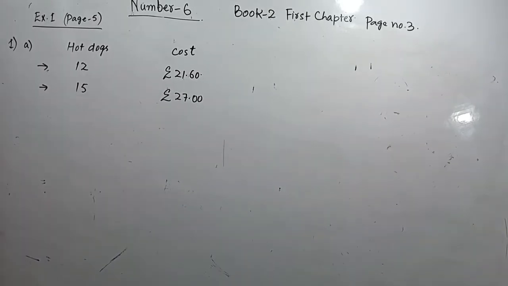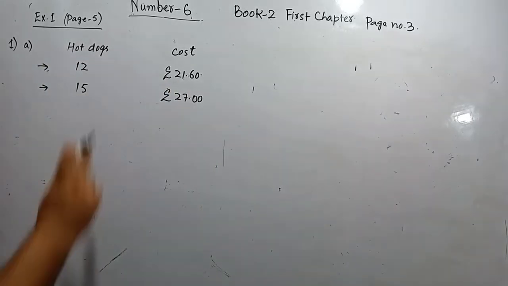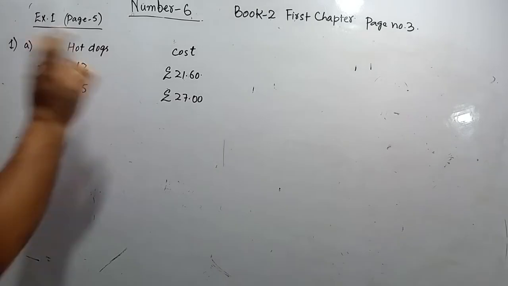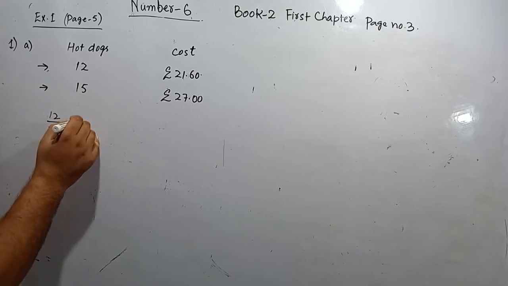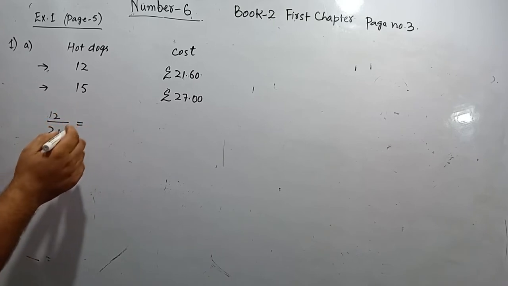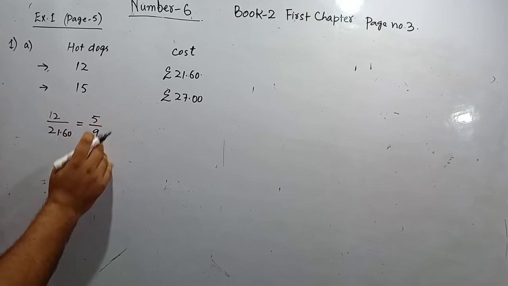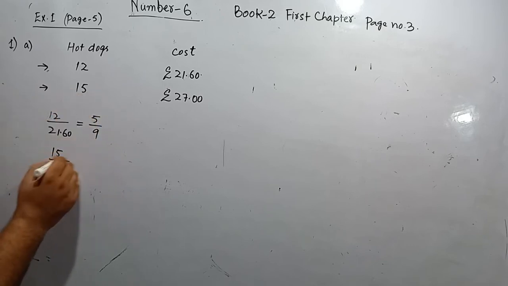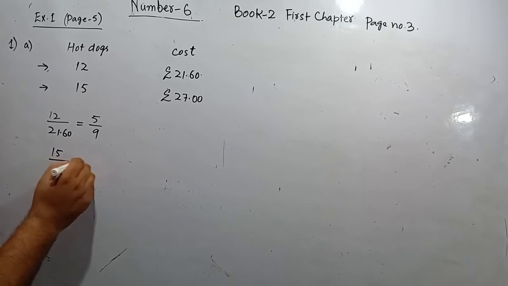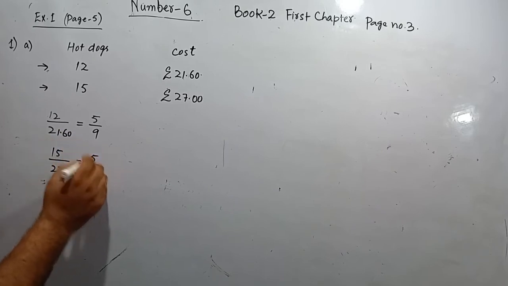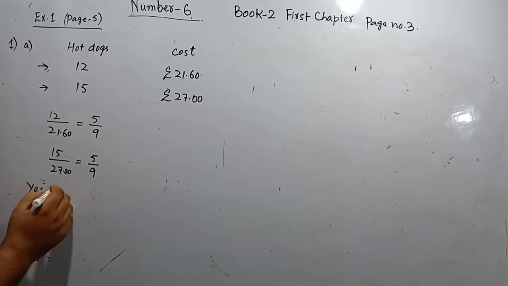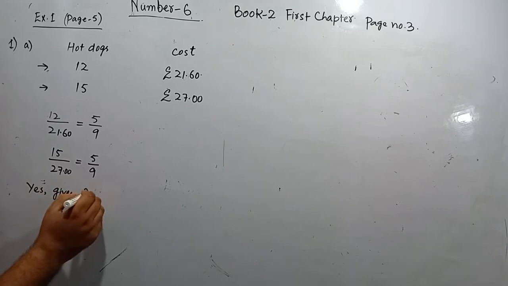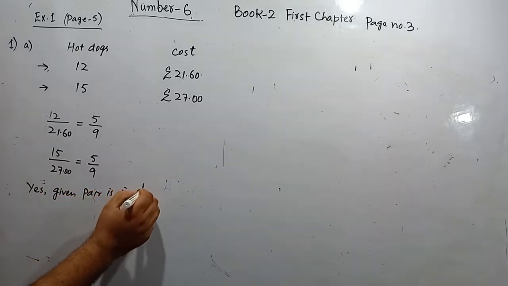How to check whether the two quantities are in direct proportion? We know if the ratio is same, we will check the ratio. 12 divided by 21.60. When we calculate it, we will get 5 by 9. And 15 divided by 27.00. When we calculate it, we will get 5 divided by 9. You can see the ratio between the two quantities is same. So I can write here, yes, given pair is in direct proportion.